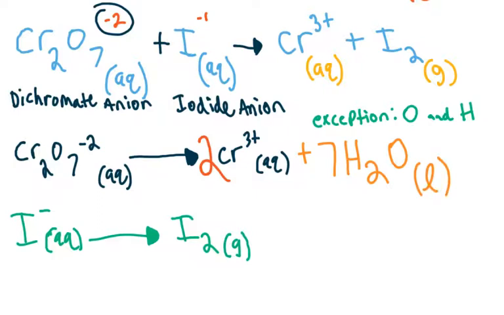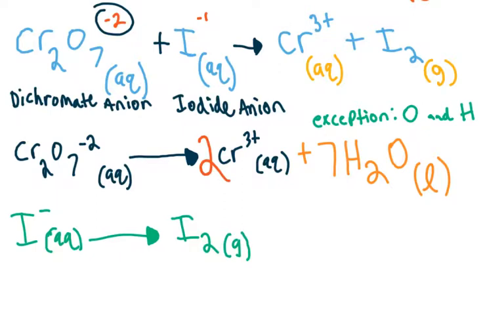Now that we have done this, we added 7 water molecules. Now you can see that we do have 7 water molecules, and in particular we have 7 oxygen atoms here and 7 oxygen atoms here. But we have another problem now. We have 14 hydrogen atoms here, 7 times 2, which is 14 hydrogen atoms. But we have 0 hydrogen atoms here. So how do we balance that?